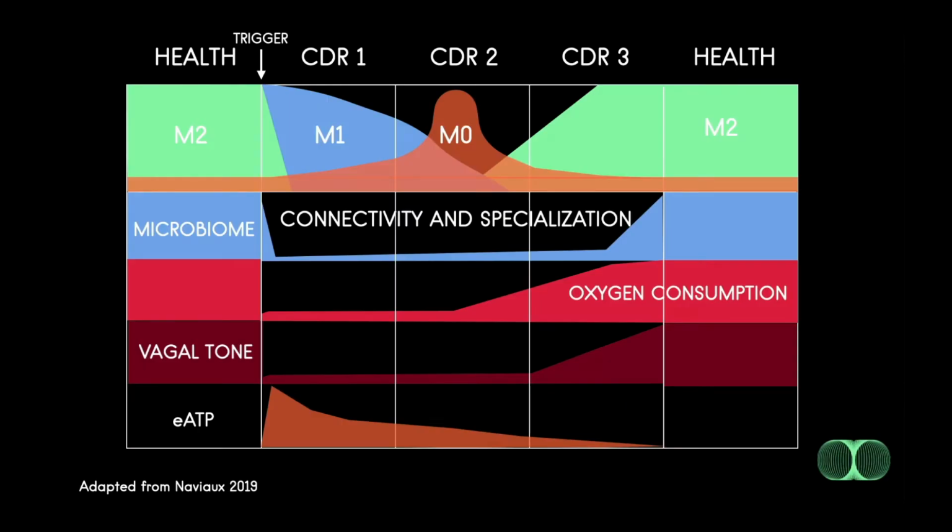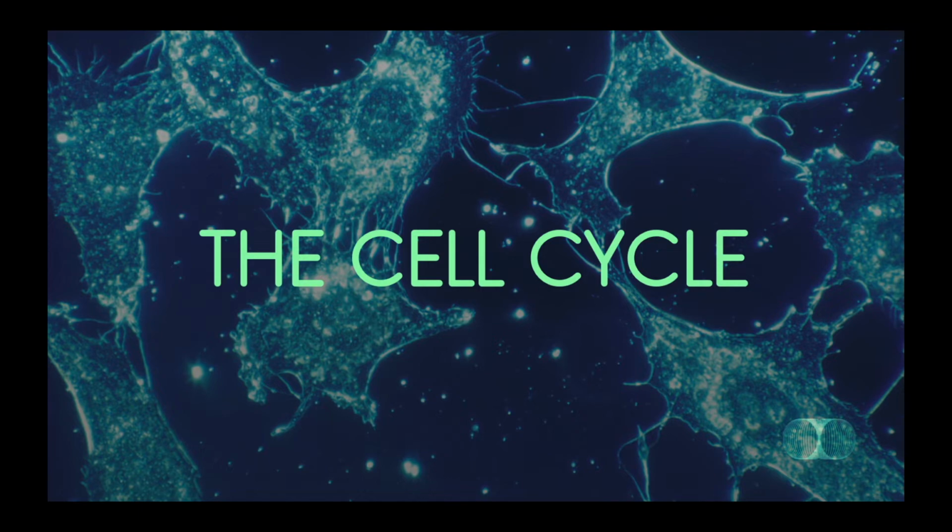So we can see here that in each stage we're doing something different. In CDR1, mitochondria were in what is known as M1 metabolism, which is like a pro-inflammatory metabolism. And in CDR2, they're in what's called M0, which is like an uncommitted, immature mode where they're stem cells, and they're basically new, fresh cells replenishing and replacing damaged tissue. So let's take a look at the cell cycle, because that's really what CDR2 is all about.